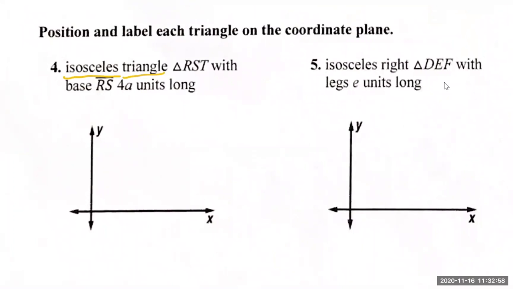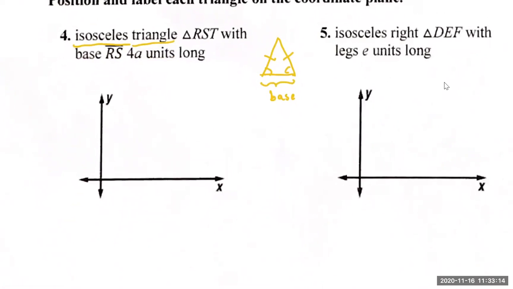So when I'm looking at an isosceles triangle, just so that you guys remember what the base is, remember when you have an isosceles triangle, this is considered the base of the triangle, and these are the base angles of the triangle. Okay, because they defined it to be 4a units long, I'm going to want to put the base somewhere on an axis. So let's go ahead and put that on the x-axis. So we're going to put that this is the base and this is 4a units long.